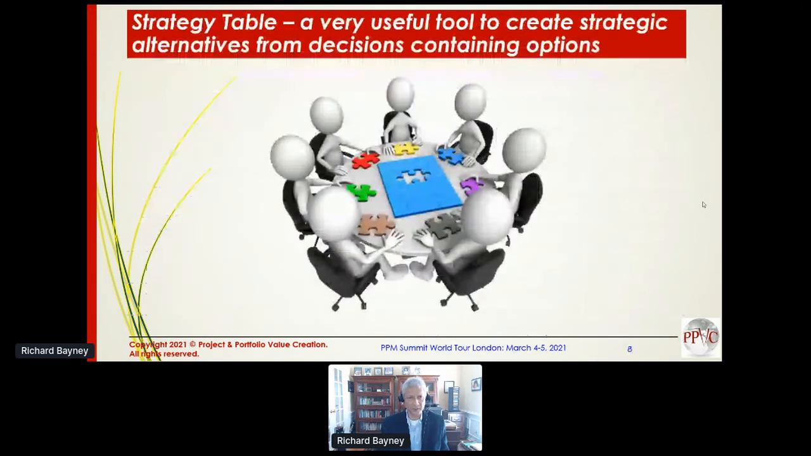Now, a strategy table. Some of you may have used this. This is a simple but a very powerful tool to create strategic alternatives from decisions where you have options. If you don't have options and therefore 0 degrees of freedom, don't bother yourself with the application of a strategy table. It'll simply be a waste of your time. But if you do have degrees of freedom, where you can pick from a variety of different options, then a strategy table can become one of your best friends in the field of decision analysis.